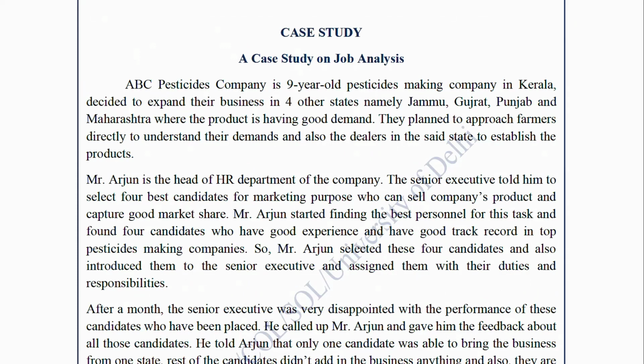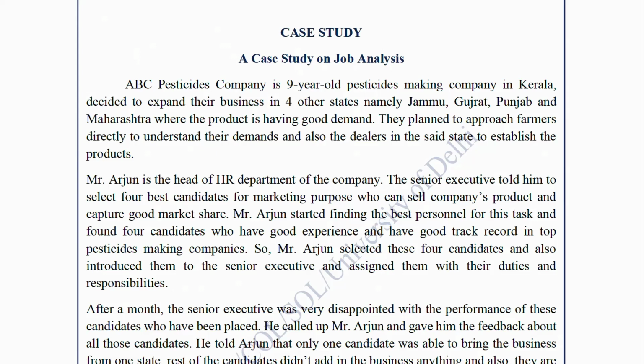Case study. A case study on job analysis. ABC Pesticides Company is a 9-year-old pesticide-making company in Kerala that decided to expand its business in 4 other states, namely Jammu, Gujarat, Punjab and Maharashtra, where the product is in good demand. They plan to approach farmers directly to understand their demands and also the dealers in the said states to establish the products. Mr. Arjun is the head of the HR department of the company.